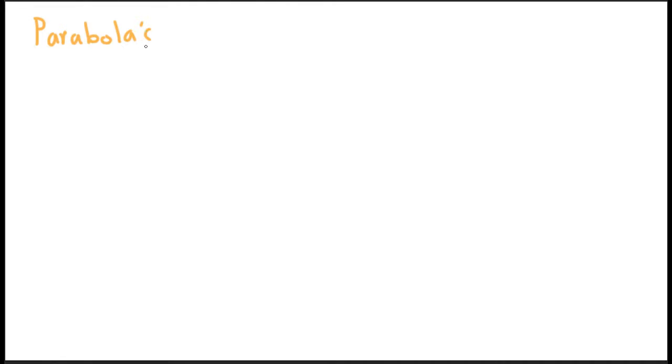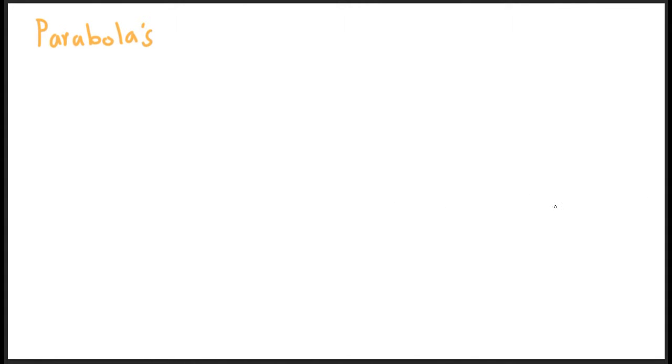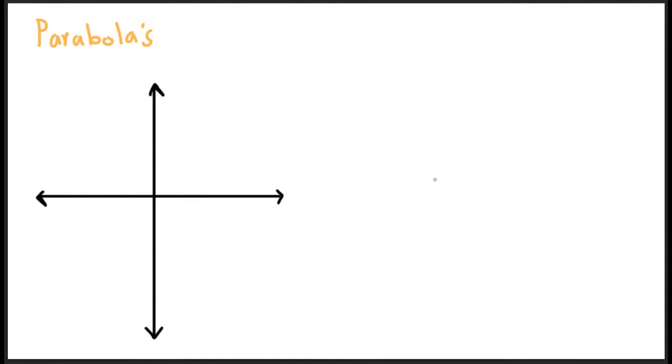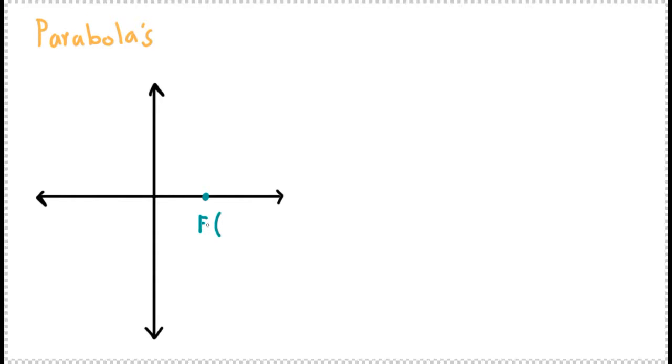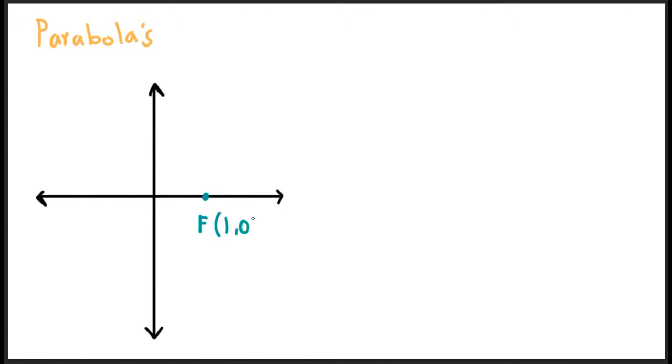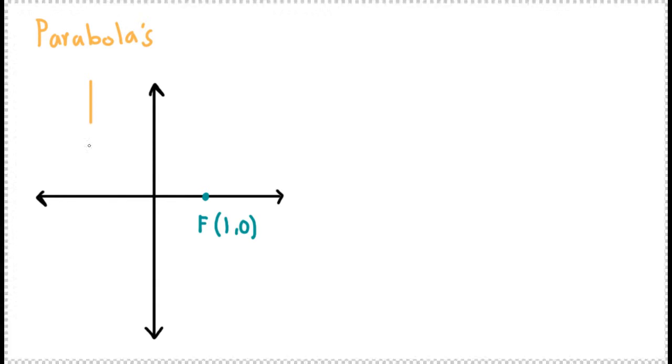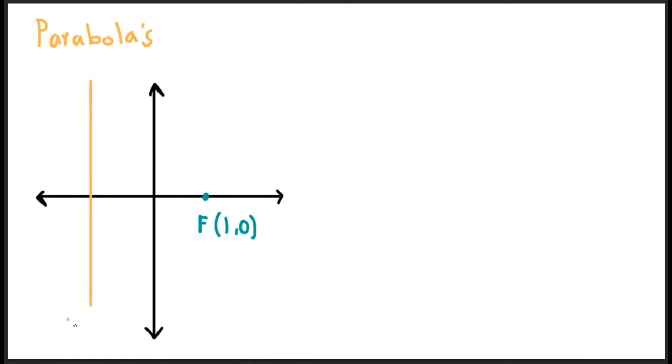Parabolas. Yes. So first of all, what is a parabola? Great question. I have this coordinate plane drawn here, and I'll use this to explain what a parabola is. So when there is a focal point, just a point called F, and let's just say this is (1, 0). And there's also a line on this side that is x equals minus 1.